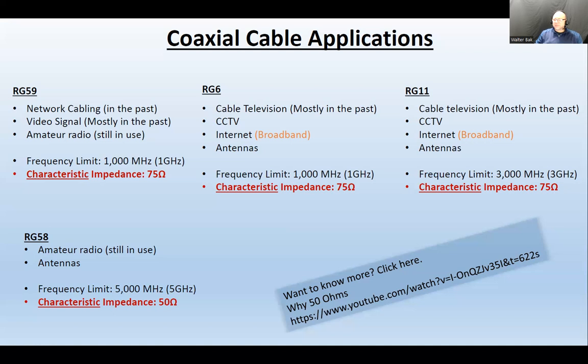There is no dielectric per se. There's no polymer dielectric between the center core and the outer shield. The outer shield is one solid piece of aluminum, the center core is copper, and there are spacers there. So the dielectric is air. I imagine that would be a much higher frequency limit. Let me check for that. Okay, I'll get back to you on that one. I don't want to make up an answer and give you wrong information.